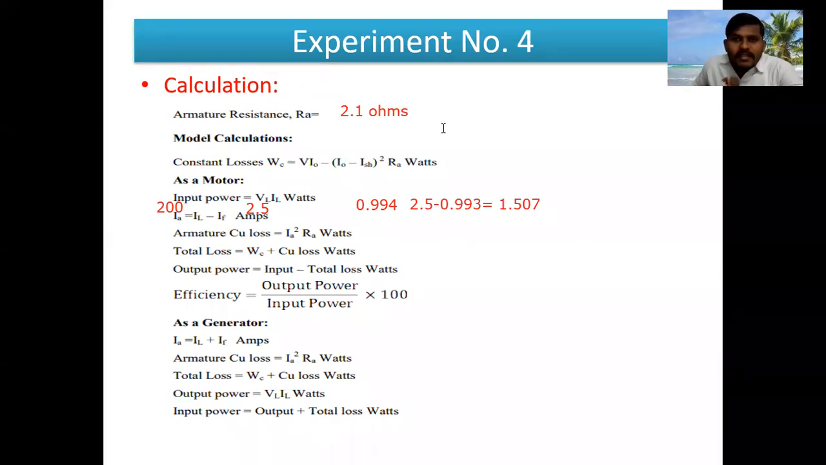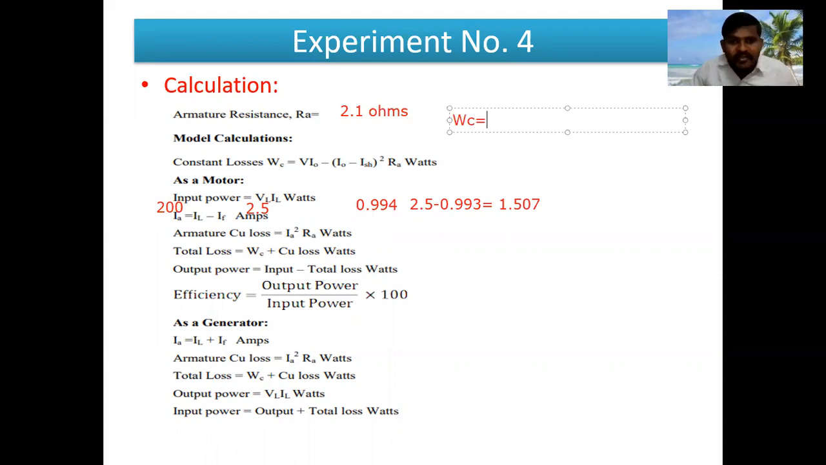Now calculation part is given when it is run as a motor. First of all, calculate the constant losses. पहिल्यांदा याच्यावरून कॉन्स्टंट लॉसेस कॅल्क्युलेट करायचे. How the constant losses can be calculated, formula is given here. याच्यामध्ये फॉर्म्युला दिलेला आहे बघा. We want to calculate the WC. Once the WC can be calculated, after that we are able to calculate the efficiency at any load. कुठल्याही लोडला आपण efficiency calculate करू शकतो. So all of you calculate first, that is WC.